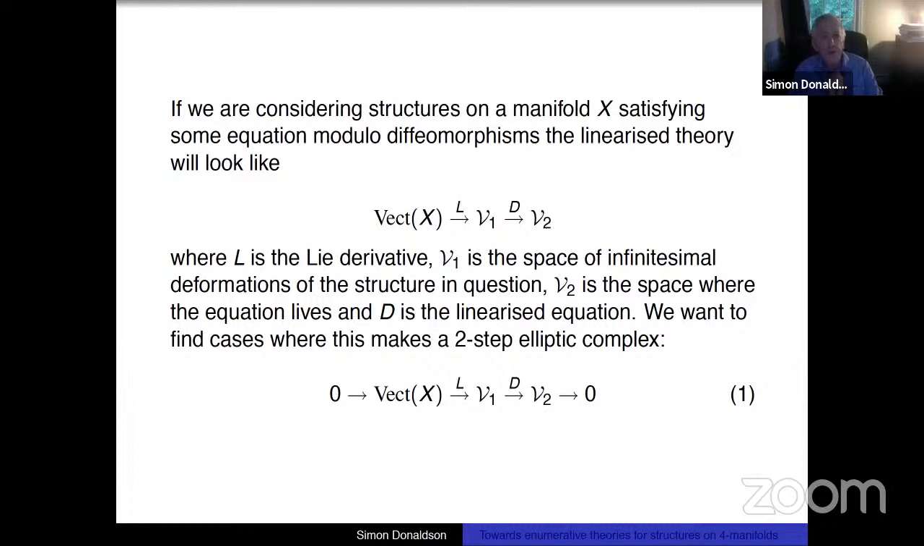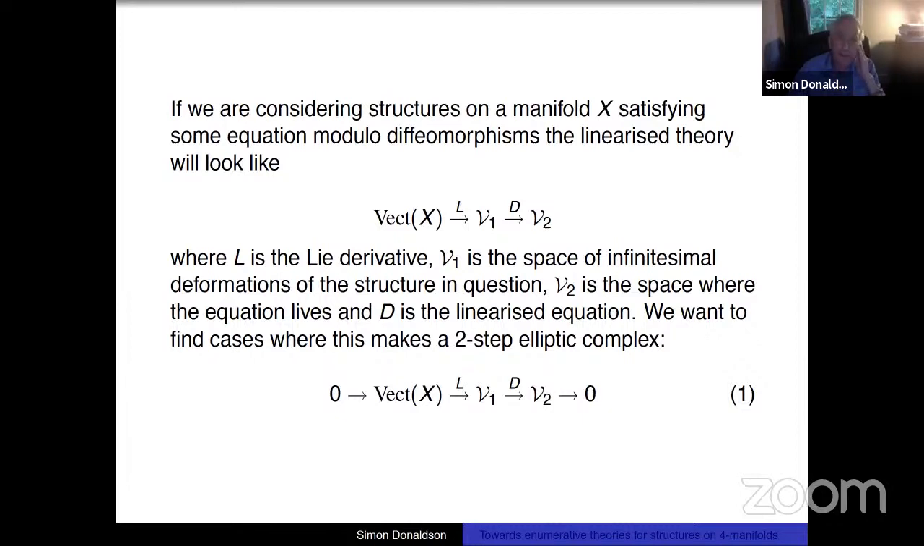The other one has to do with the linearized theory. So we're considering some kind of structures on a manifold, modulo diffeomorphisms. So they're going to be structures satisfying an equation. So the linearized theory will look like this. In the middle, we're going to have a space like nu1, which is the infinitesimal deformations of the structures we're interested in. Say infinitesimal deformations of a Riemannian metric or something. Then we have the linearized version of our equation, which will be some linear operator D taking nu1 to some other space, nu2.